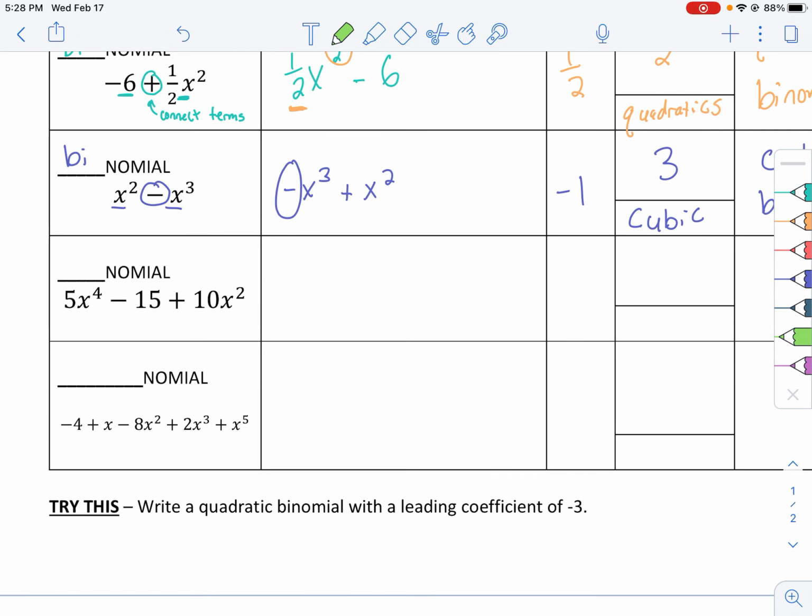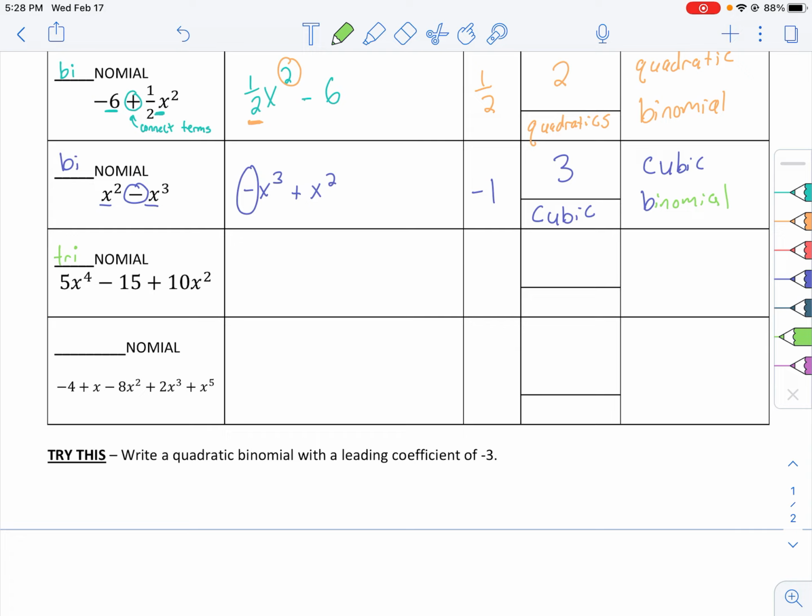Okay, next up, we have three terms. 3 terms is called trinomial, just like a bike, tricycle. Binomial, bicycle. So trinomial, 3 terms. If we're going to go in standard form, we need the 5x to the 4th first. That's the biggest power. And then plus 10 x squared is the second largest power. And then minus 15. Those are our 3 terms. Makes 5 the leading coefficient. The highest degree would be 4. This is called a quartic. So this would be a quartic trinomial.